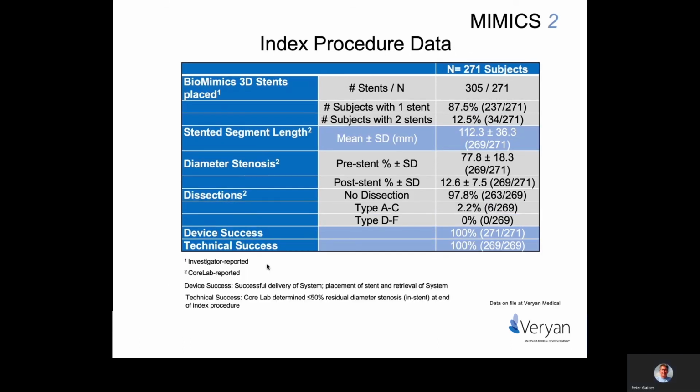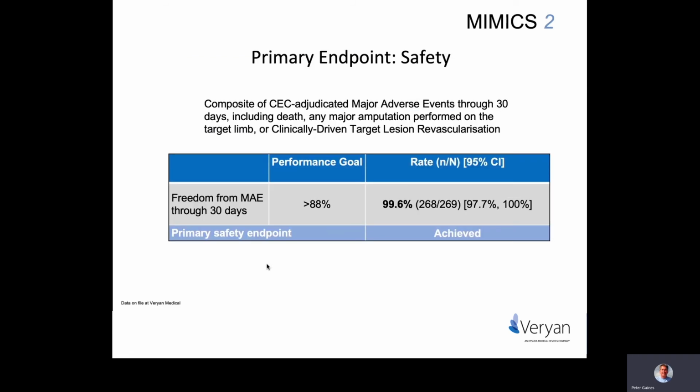Most patients had only one stent implanted, although 1 in 8 patients had 2 stents. Stented length was 112 millimeters. Device success was 100%. Technical success was 100%. The primary safety endpoint at 99.6% was clearly achieved in comparison to the Viva physician's performance goal of greater than 88%.